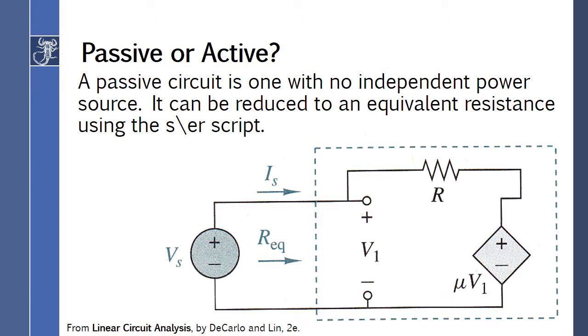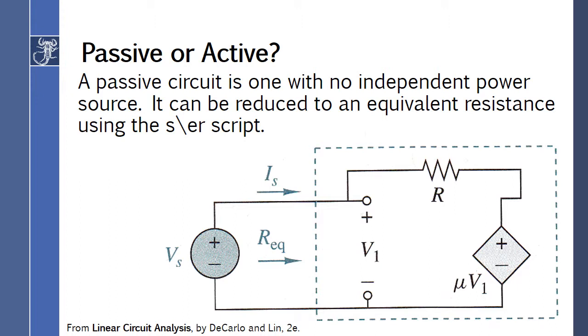If we want to reduce this circuit within the dotted blue line to an equivalent, the first thing we have to answer is: is it active or passive? There is no independent source inside the dotted line. Therefore, even though you have a dependent source, this circuit can be reduced to an equivalent resistance. That's because it is a passive circuit.